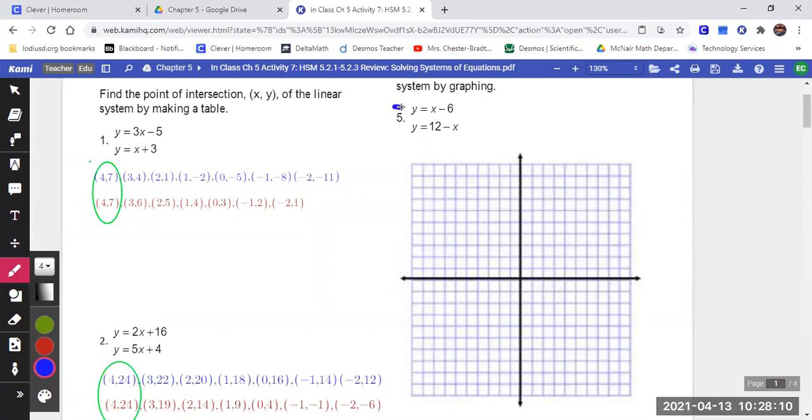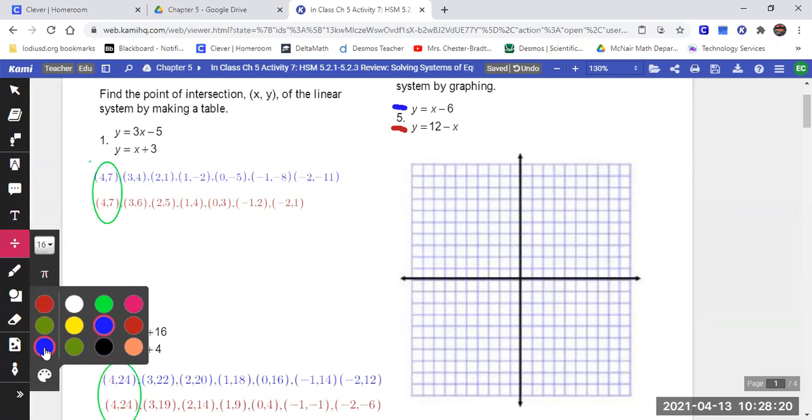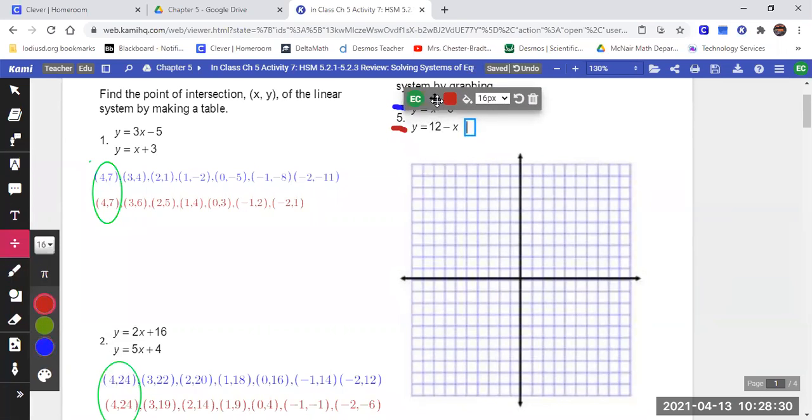I'm gonna make the top one the blue, and the bottom one's gonna be my red. So the bottom one is not in the right format, the red one. So I need to fix it so it is the right format. What is the right way to write it? What should they have written it like? Yeah, y equals mx plus b, so that should be y equals negative x plus 12.